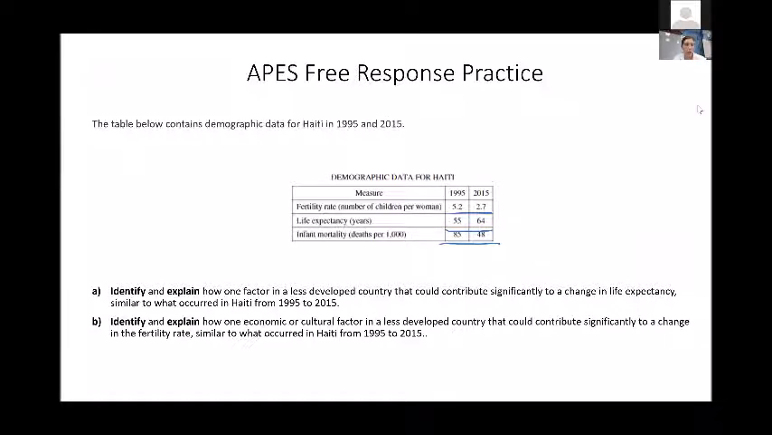So A wants you to identify and explain how one factor in a less developed country that could contribute significantly to a change in life expectancy, similar to what occurred in Haiti from 1995 to 2015. And you have to do the same thing for an economic or cultural factor that could have contributed significantly to a change in the fertility rate, similar to what occurred in Haiti in this time period. So let's look at A first.